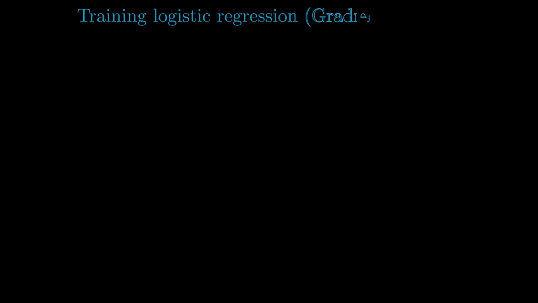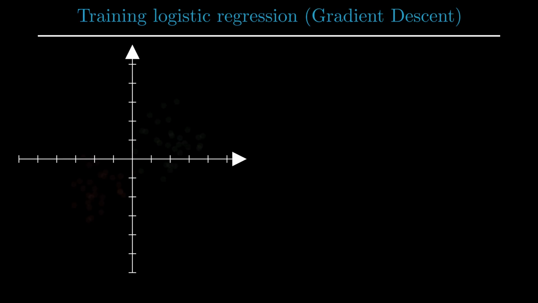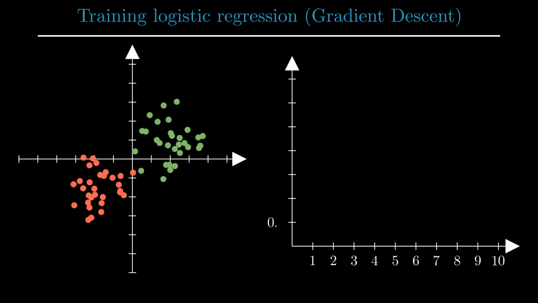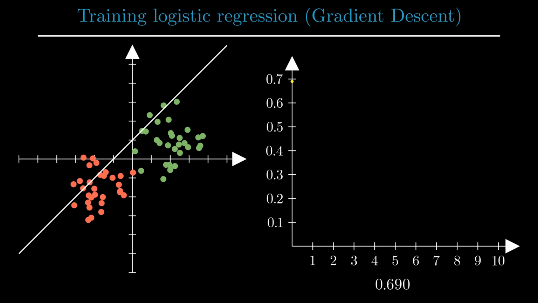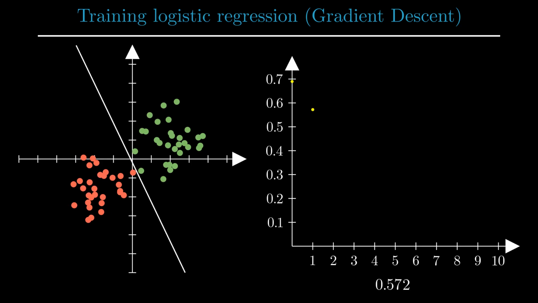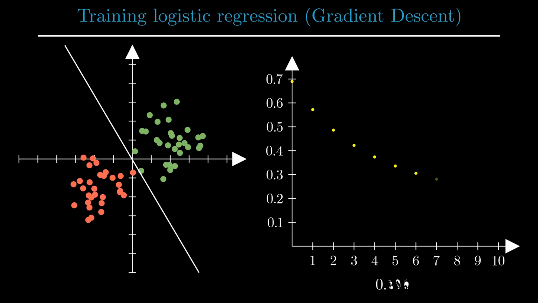Now let's see how logistic regression is actually trained. We start with small weights and a poor boundary. Each step nudges the line to reduce the loss. You can see it gradually move to separate the classes. The loss on the right steadily decreases. These small steps follow the slope until the model converges. This is the most common way logistic regression is trained in practice.